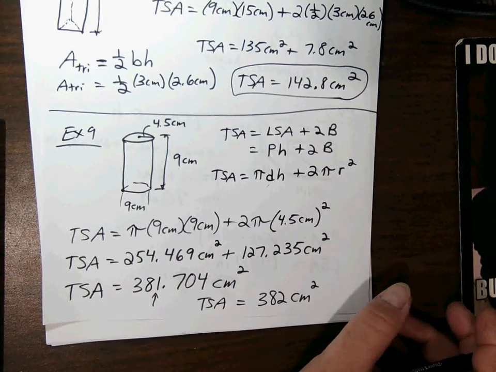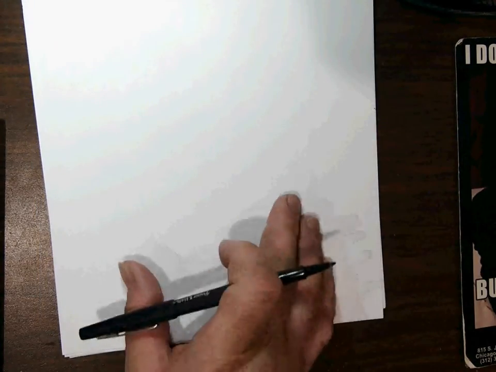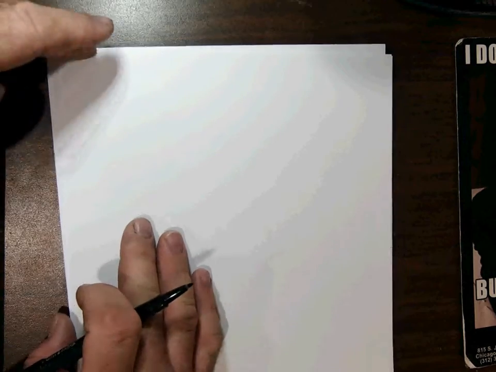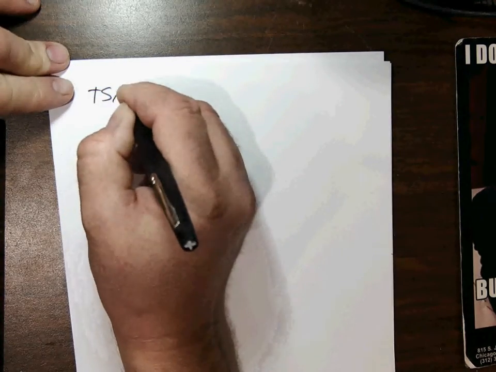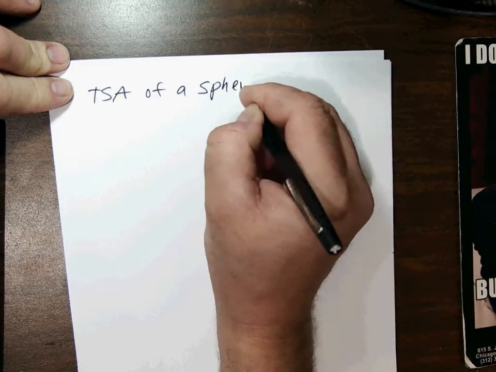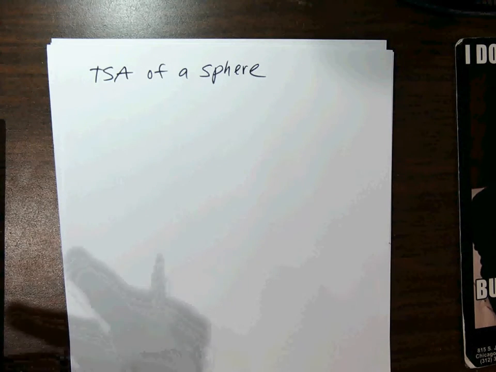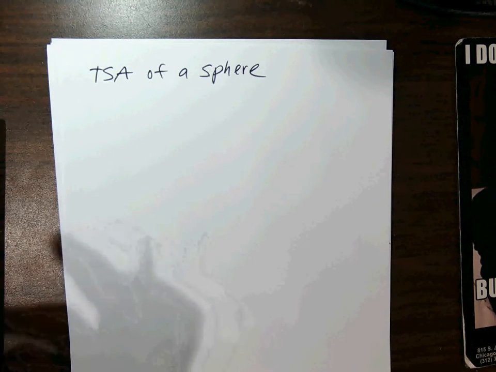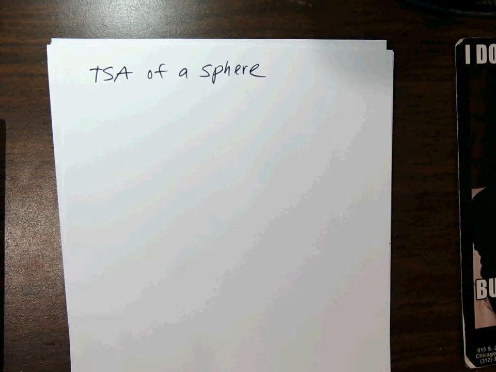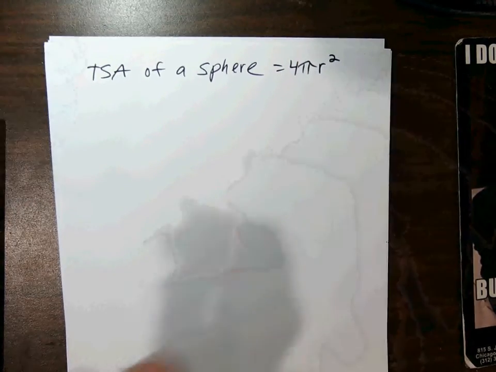What about a sphere? Ball. We found the volume of a ball, or the volume of a sphere. What about the total surface area? Now you can picture with a ball there is no top and no bottom. So when I find the total surface area, that's all there is to it. There's really no such thing as a lateral surface area because there's no top and no bottom to a sphere. So the total surface area is a very simple formula: 4 pi r squared. That's it.